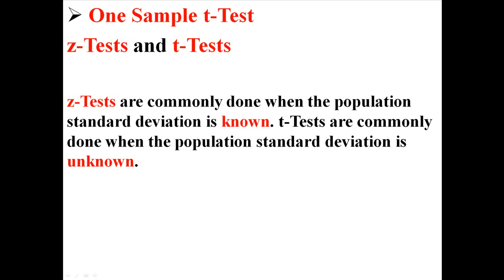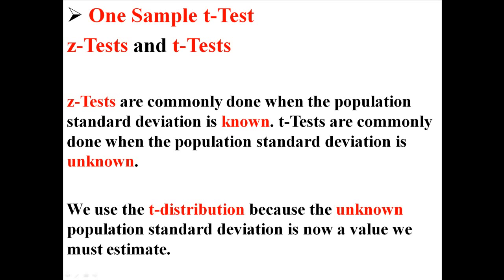And now the one sample t-test. So far I've talked about z-tests and t-tests. Z-tests are commonly done when the population standard deviation is known. T-tests are commonly done when the population standard deviation is unknown. We use the t-distribution in these cases because the unknown population standard deviation is now a value that we must estimate. We don't know it, so we have to put in an estimate for it. That's why we have this new distribution instead of just using the z-distribution.